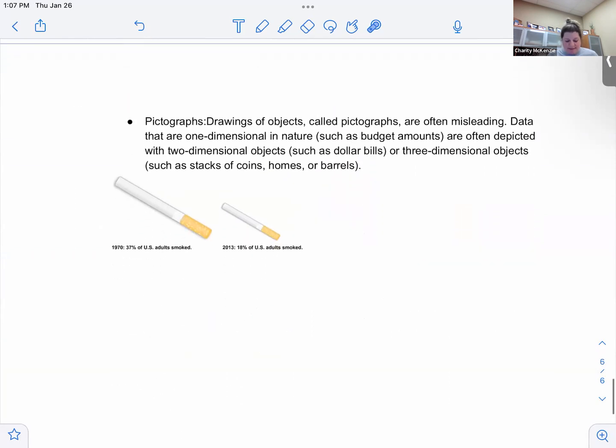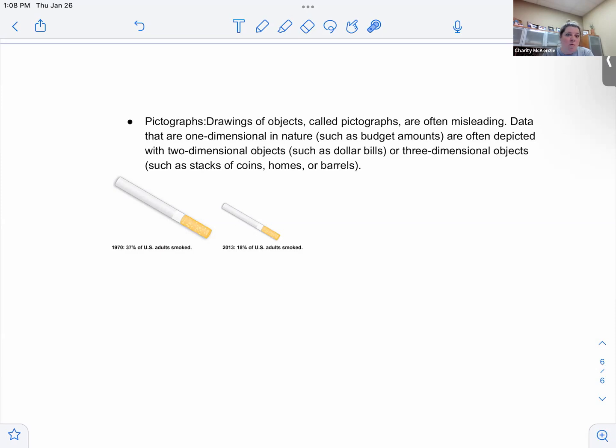Here's another one. A lot of times when people use pictographs, they can make an object look bigger. Like this one says, in 1970, 37% of the US adults smoked. In 2013, only 18% of the adults smoked. So the difference between 37 and 18, is that depicted there? Is it really shown there? That looks like more than double. And I guess 18, it's close to double, but that looks like way more than double.